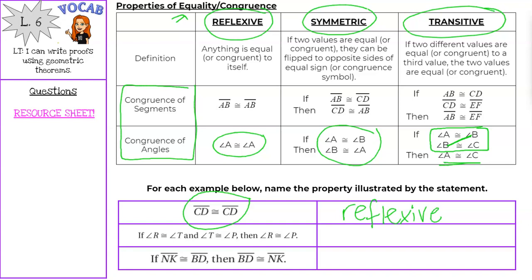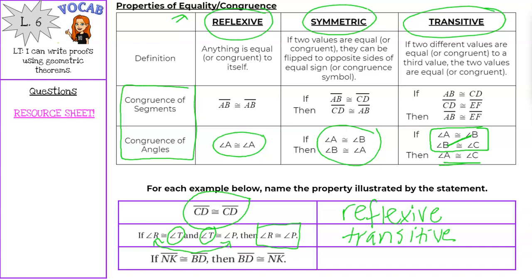The next one: if angle R is congruent to angle T and angle T is congruent to angle P, we see angle T in both. So that means angle R is then congruent to angle P. That's that transitive property.